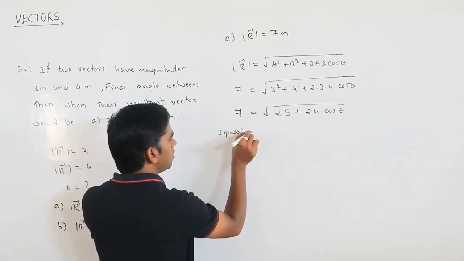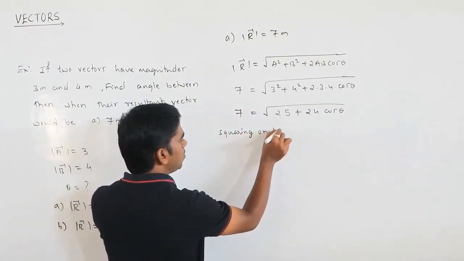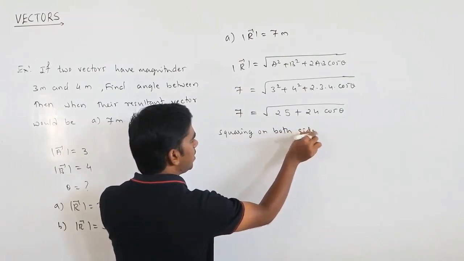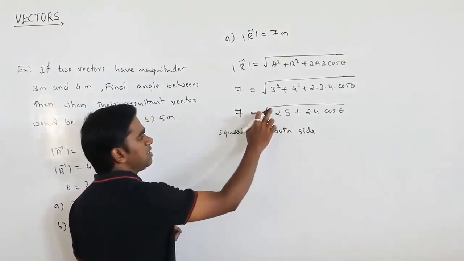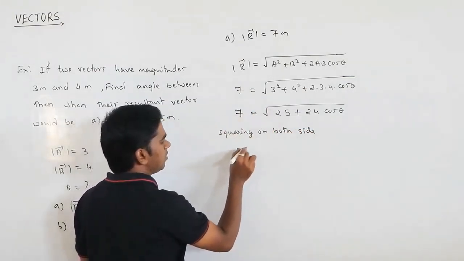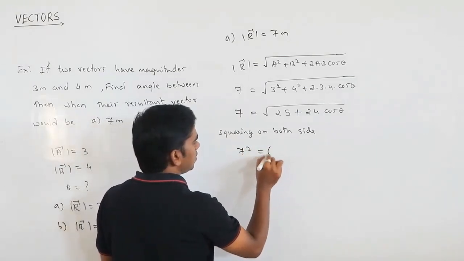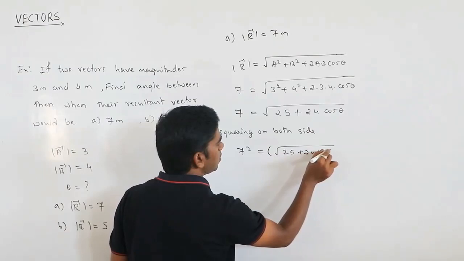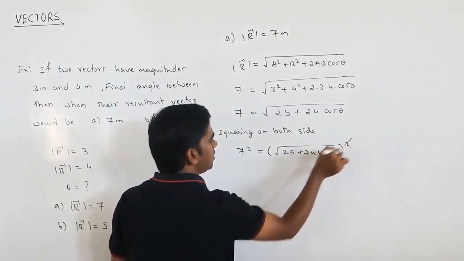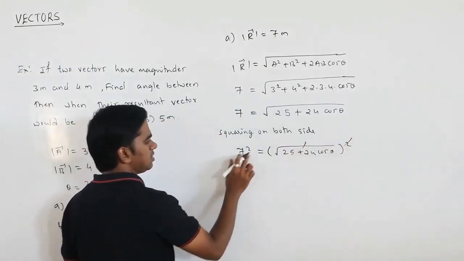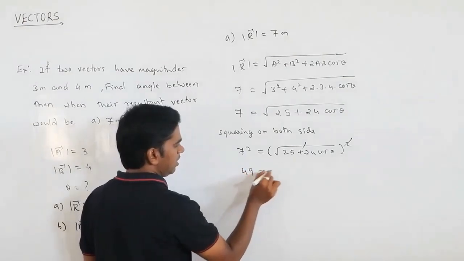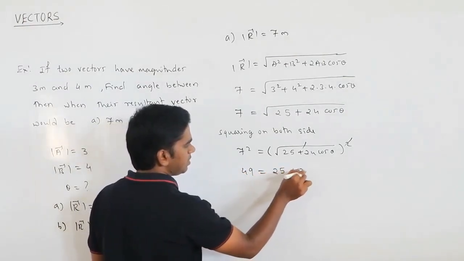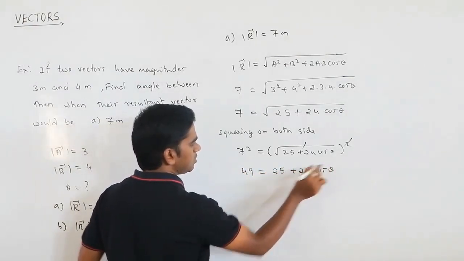Squaring on both sides. If you square on both sides, the square and square root will get cancelled. So 7 squared equals the square of root of 25 plus 24 cos theta, the whole square. The square and square root get cancelled. The 7 squared is 49, equals 25 plus 24 cos theta.